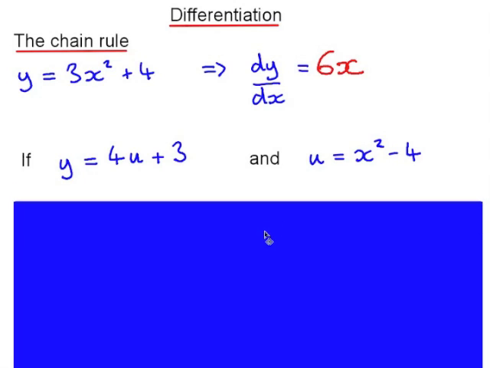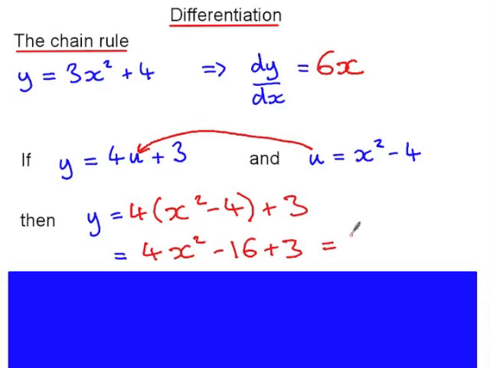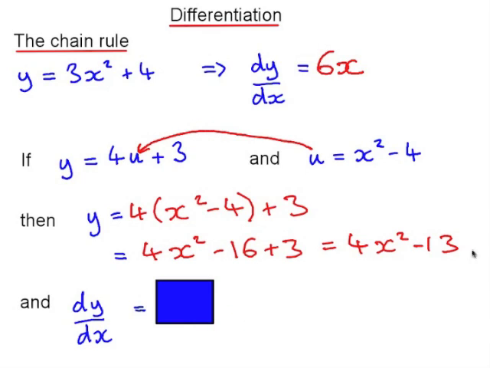Now we could approach this by substituting. If we've got y equal 4u plus 3, I can substitute u into here. So this would be 4 times x squared, take 4, plus 3, which is 4x squared, take 13. This is fairly easy to differentiate and results in 8x. The chain rule will give me a method for differentiating y with respect to x without first having to do this substitution.